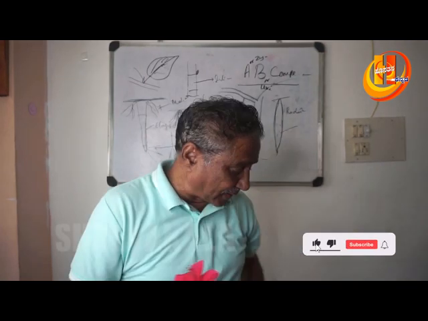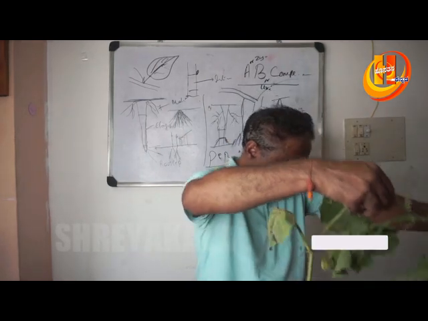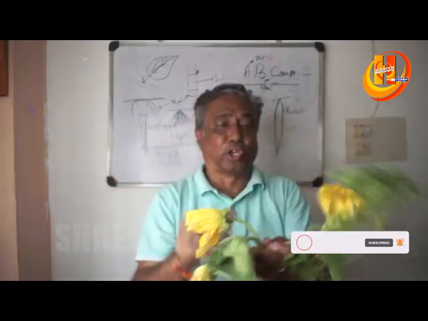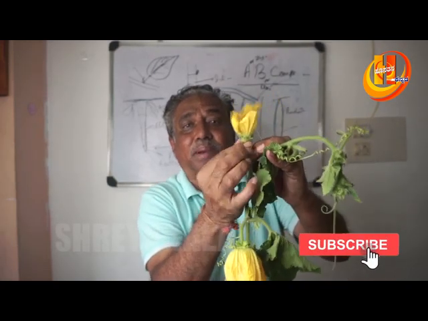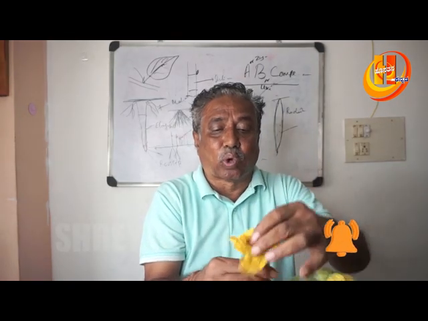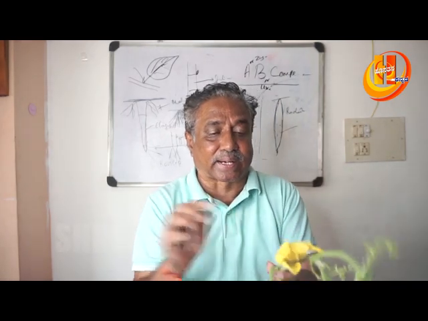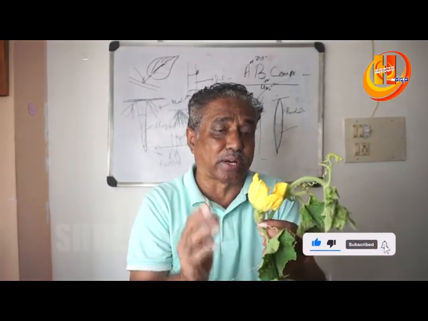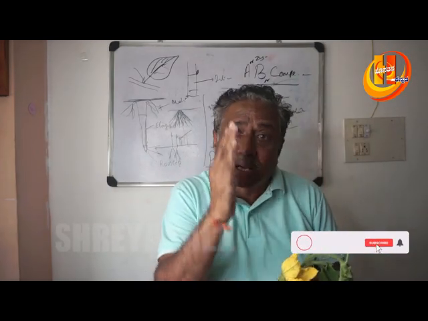Unisexual flowers, say for example, we can see in pumpkin. Here, this is the female flower. See the gynoecium developing into a fruit. This is the male flower. It contains only the male part, androecium, no female part. Thus the flowers are unisexual. Unisexual flowers are incomplete flowers, whereas the bisexual flowers are complete flowers.